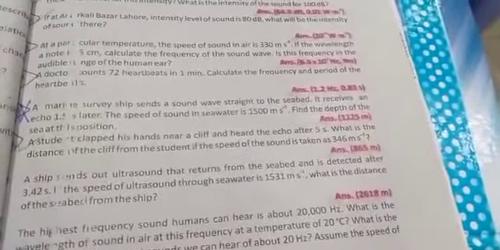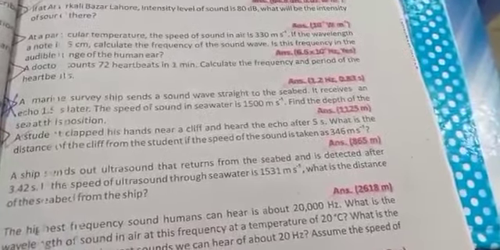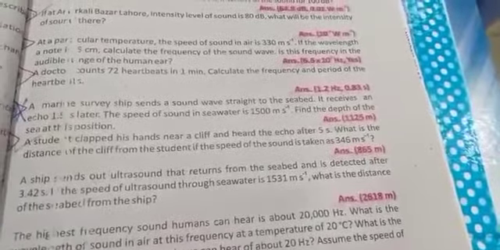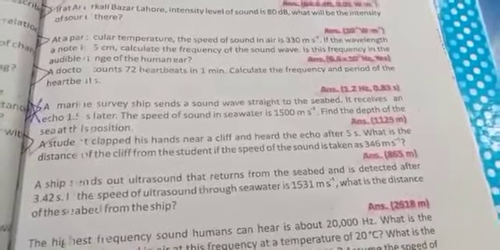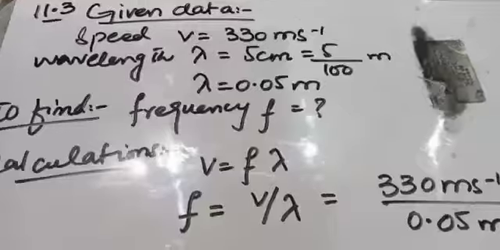The audible range for humans is 20 hertz to 20,000 hertz. If the frequency is in between this range, then we can say that the frequency lies in the audible range of the human ear. If the answer is out of the range, then this frequency will not lie in the audible range.